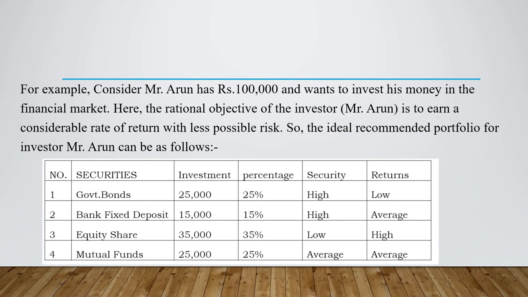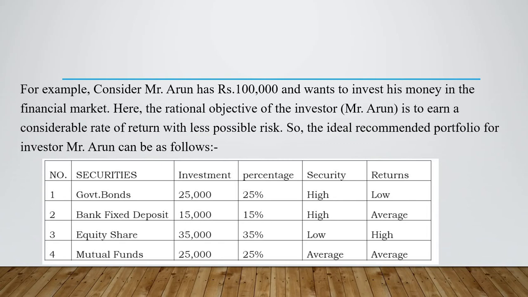So what is given here? There is one person called Mr. Arun. He has 1 lakh rupees and he wants to invest in the security market. The objective of that investor is to earn a good return with less risk. Risk should be low, and the return should be reasonable, it may not be too high or too low, a considerable and moderate return, and the possibility of risk should be as low as possible. So like that, this suggests investing in different portfolios of that 1 lakh rupees.